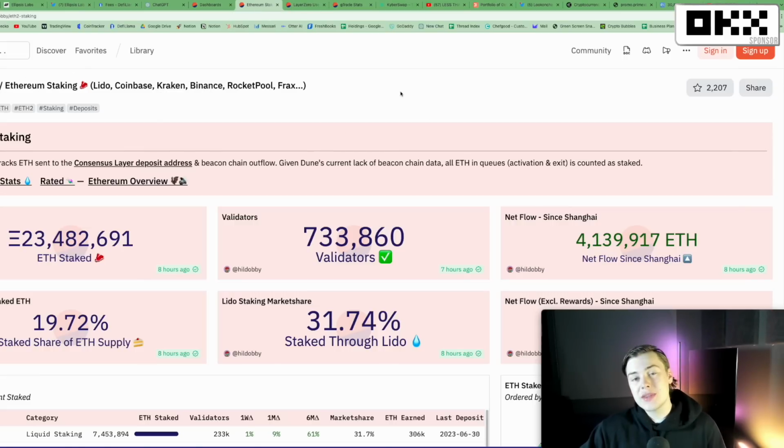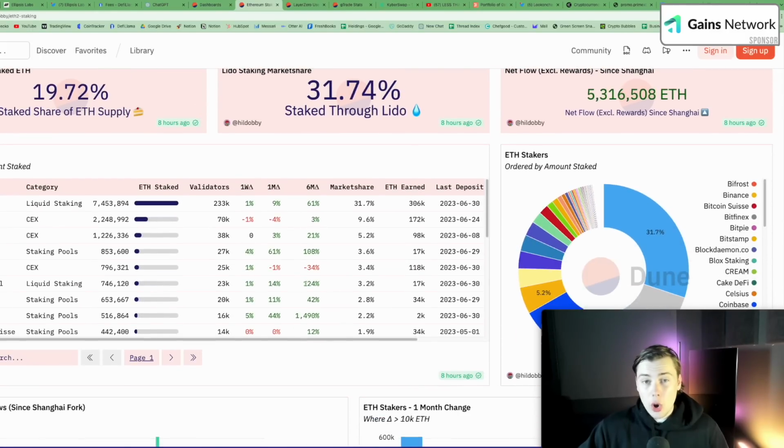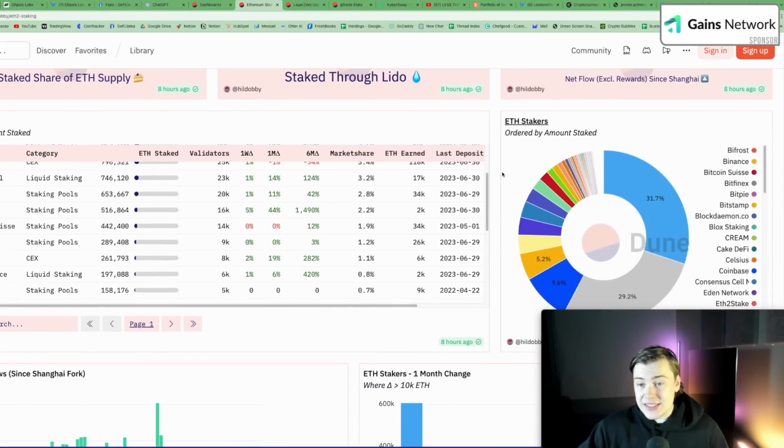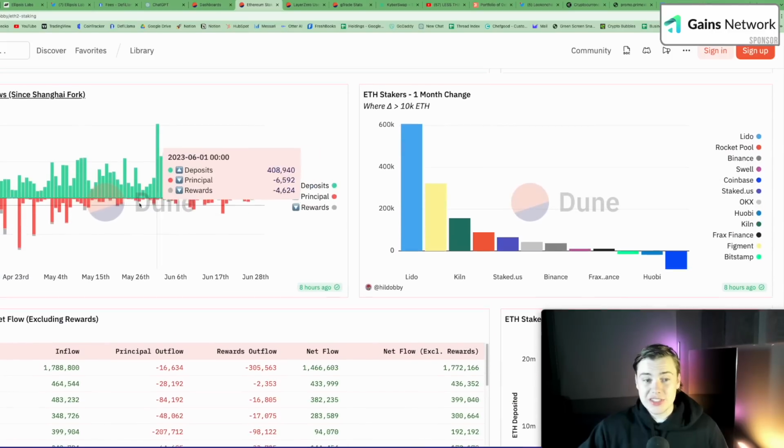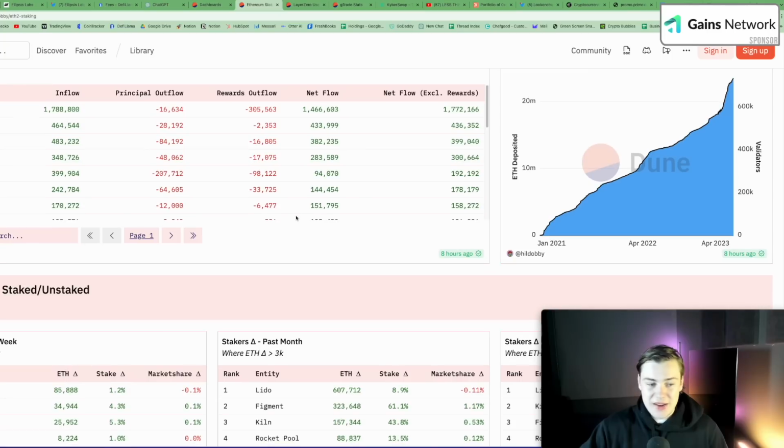This basically shows you the ETH staking ratio and the staking ratio of the LSD participants such as Lido, Coinbase, Kraken, Binance, Rocket Pool, and Frax. You can see the entities that hold the most staked Ethereum, the ETH stakers ordered by amount staked. You can see changes in flows over time, ETH stakers 1 month change, net flows, etc.